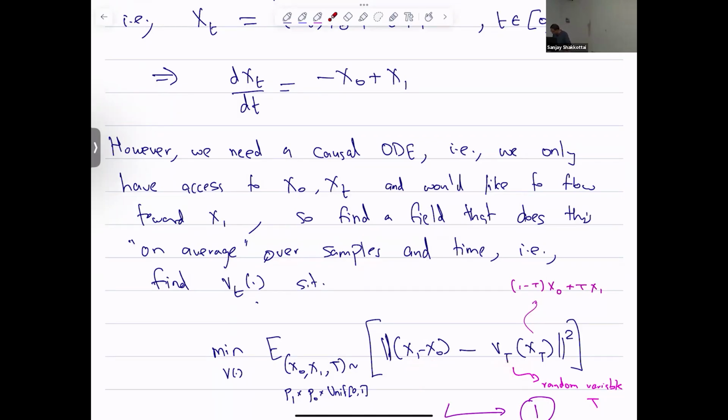And xt at that random time is (1 minus t) x0 plus t x1. That's what we want. Okay. We want to find a vector field, ideally such that vt of xt is nothing but x1 minus x0.